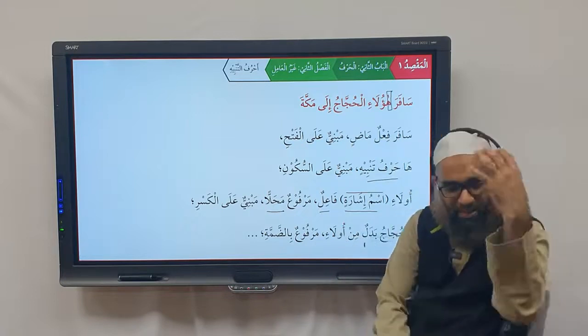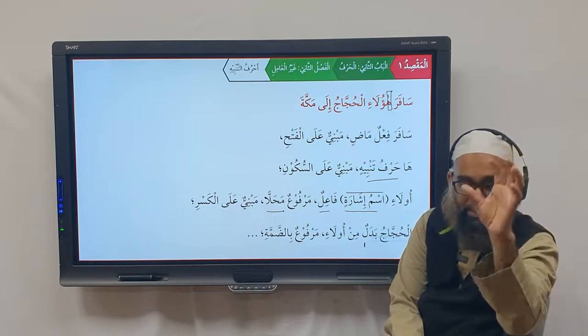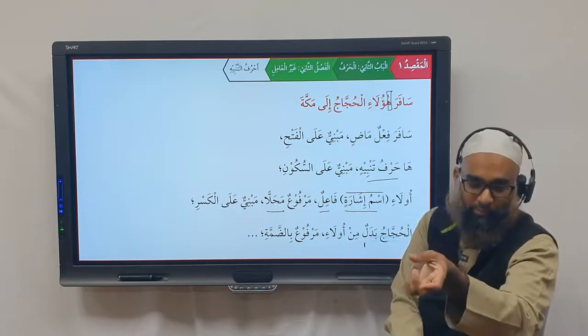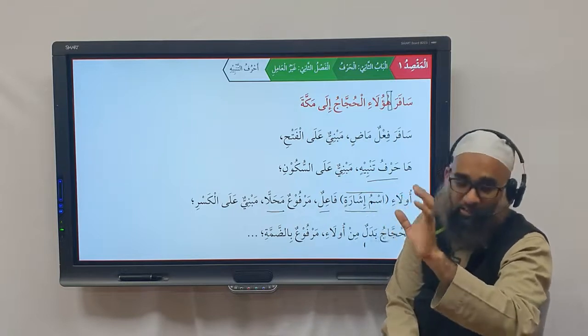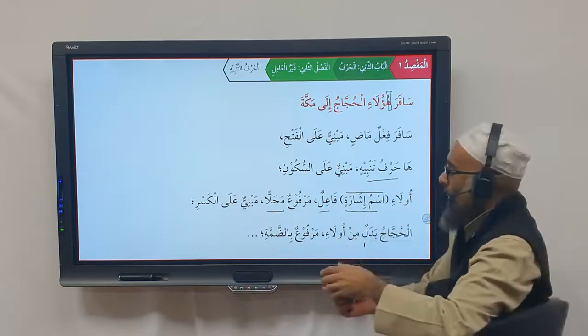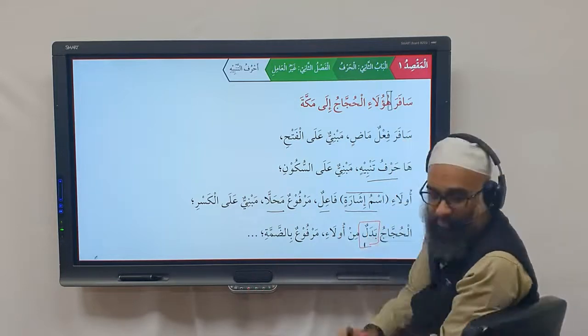And we give a particular name so it becomes easier, it sinks into the beginner's mind easier. It's Ishara, Musharun Ilay. But really there's no such thing as Musharun Ilay in I'rab. So there's no label Musharun Ilay. What do we label it instead as? We label it as Badal.